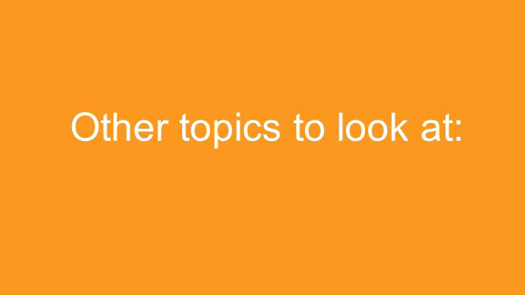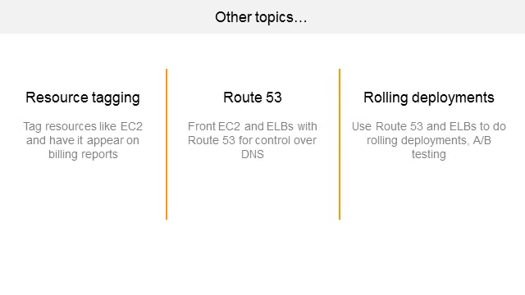So we've covered a lot of material today, but despite that, there's still more stuff that we could have gone into. So you might want to explore these in your own time. So resource tagging, you can tag resources in EC2, and you can use that to manage and aggregate your billing. Route 53 is a DNS service that you can use to front EC2 and ELBs and integrate your DNS with your compute resources and load balancing resources in a very responsive manner. Techniques that you can use for rolling deployments. We talked a little bit about that in the context of ELBs, but you can also use Route 53 to manage rolling deployments, and you can use those same tools for application A/B testing as well, which is a pretty cool use case.